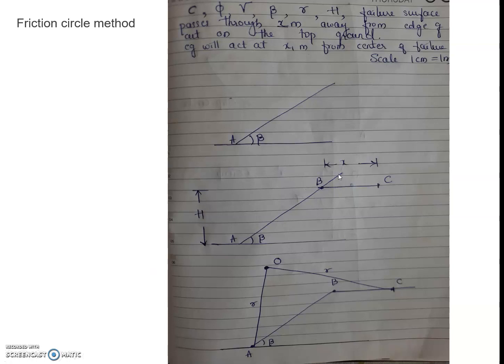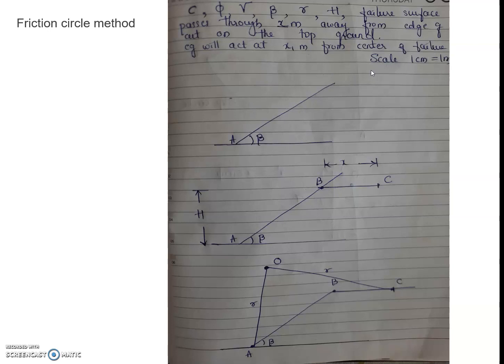be known. And the distance at which the failure surface will cut the top of the ground surface from the edge will be given. So that is the distance x. And here there is one more data given, x1. We will find out the use of this data later on as we move ahead. So to begin with, we will have to draw the failure circle.